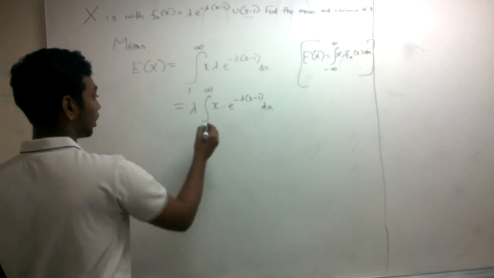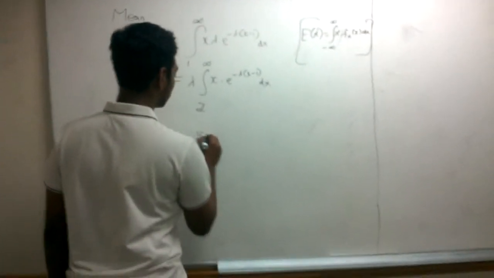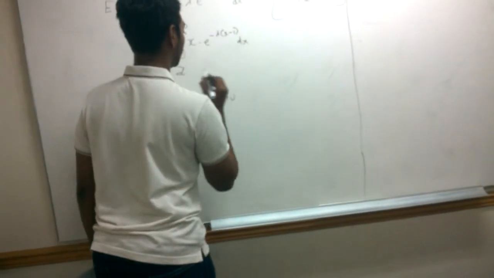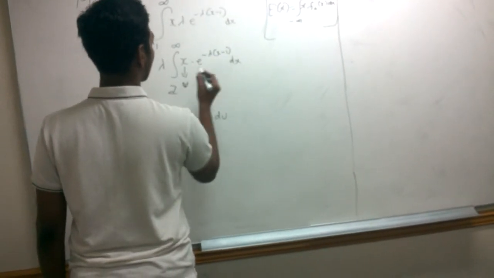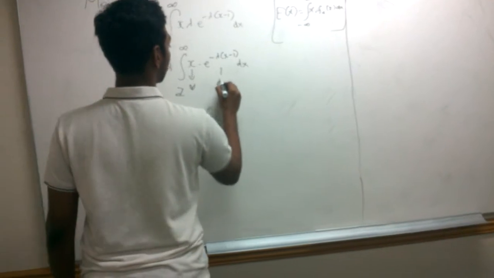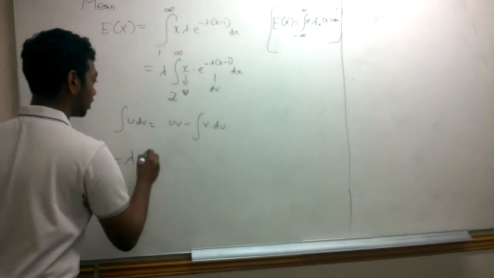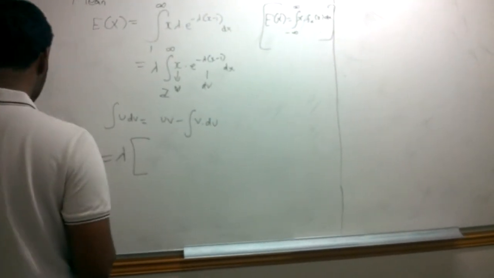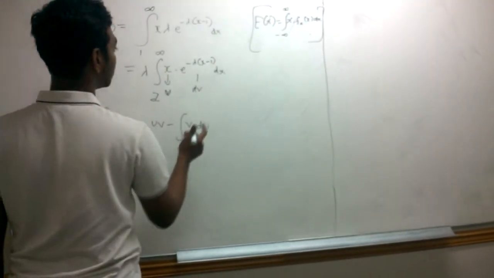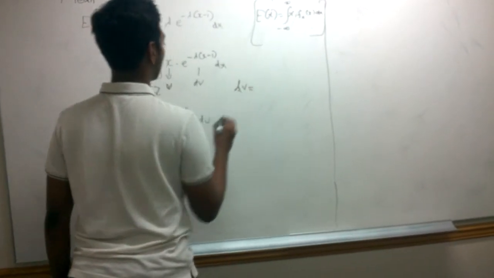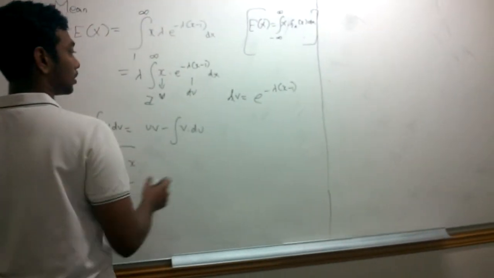Integration by parts is given by the integral of u dv equals uv minus the integral of v du. So we can take u to be x and dv to be e power minus lambda (x minus 1). We can simplify it by this formulation. I did it separately so that it would be easier to understand. So this is the dv term.